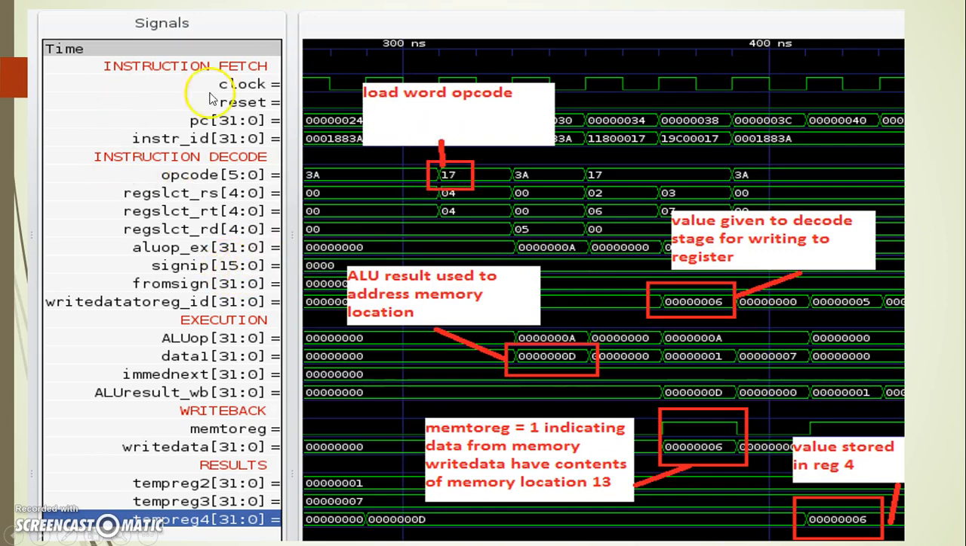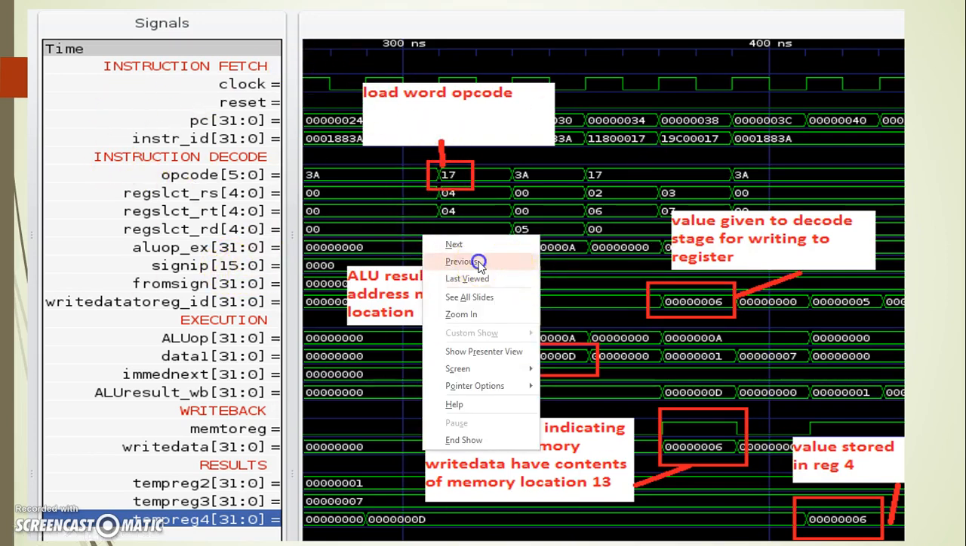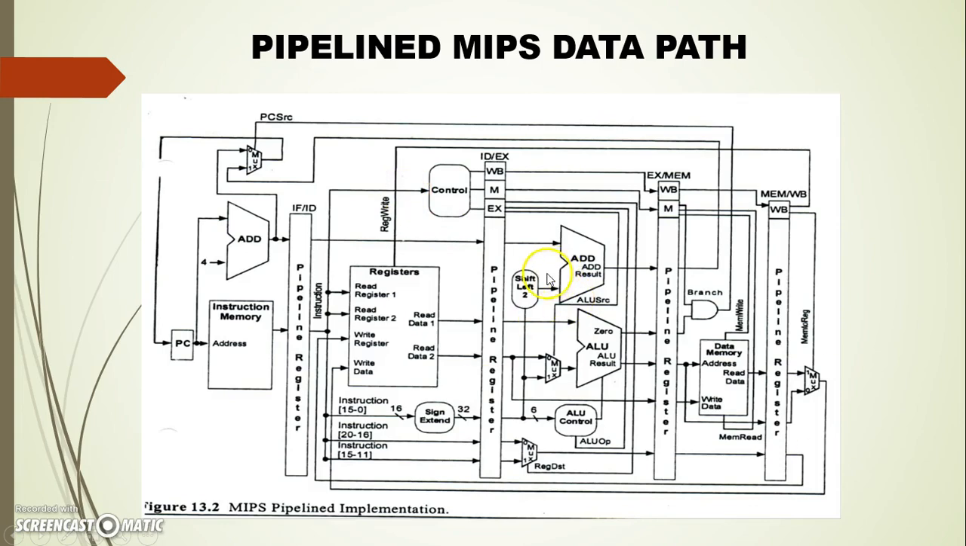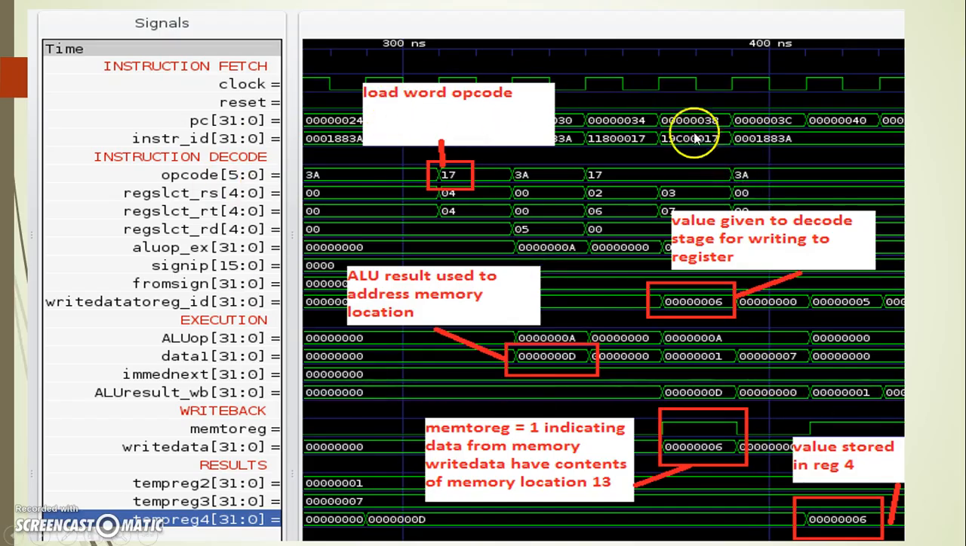Now, the previous pipeline MIPS data path was implemented in Verilog RTL and was simulated using the Synopsys VCS tool. So you can see the PC is incrementing by 4. From 24 it's going on to 38. The instruction is fetched. It is given to the instruction decode stage, which is separating the 6-bit opcode, bits 0 to 5, and separating the 5 bits to detect which registers have to be read, and data is given to the ALU.